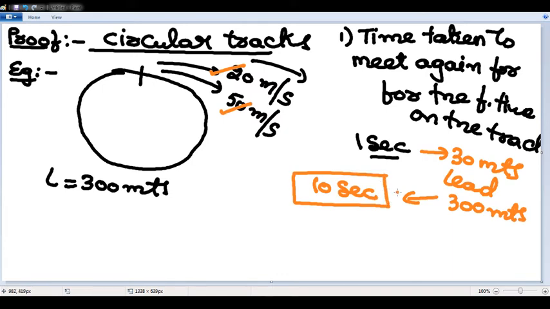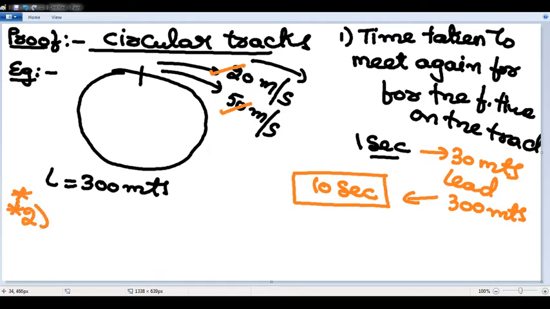If you do not understand the first one, meeting points, you cannot do it, right? So in 1 second, the second person will travel 50 meters and the first person will travel 20. So the second person takes a 30 meter lead over the first one, but according to the question it is 300. Second one, put a star mark, sir.